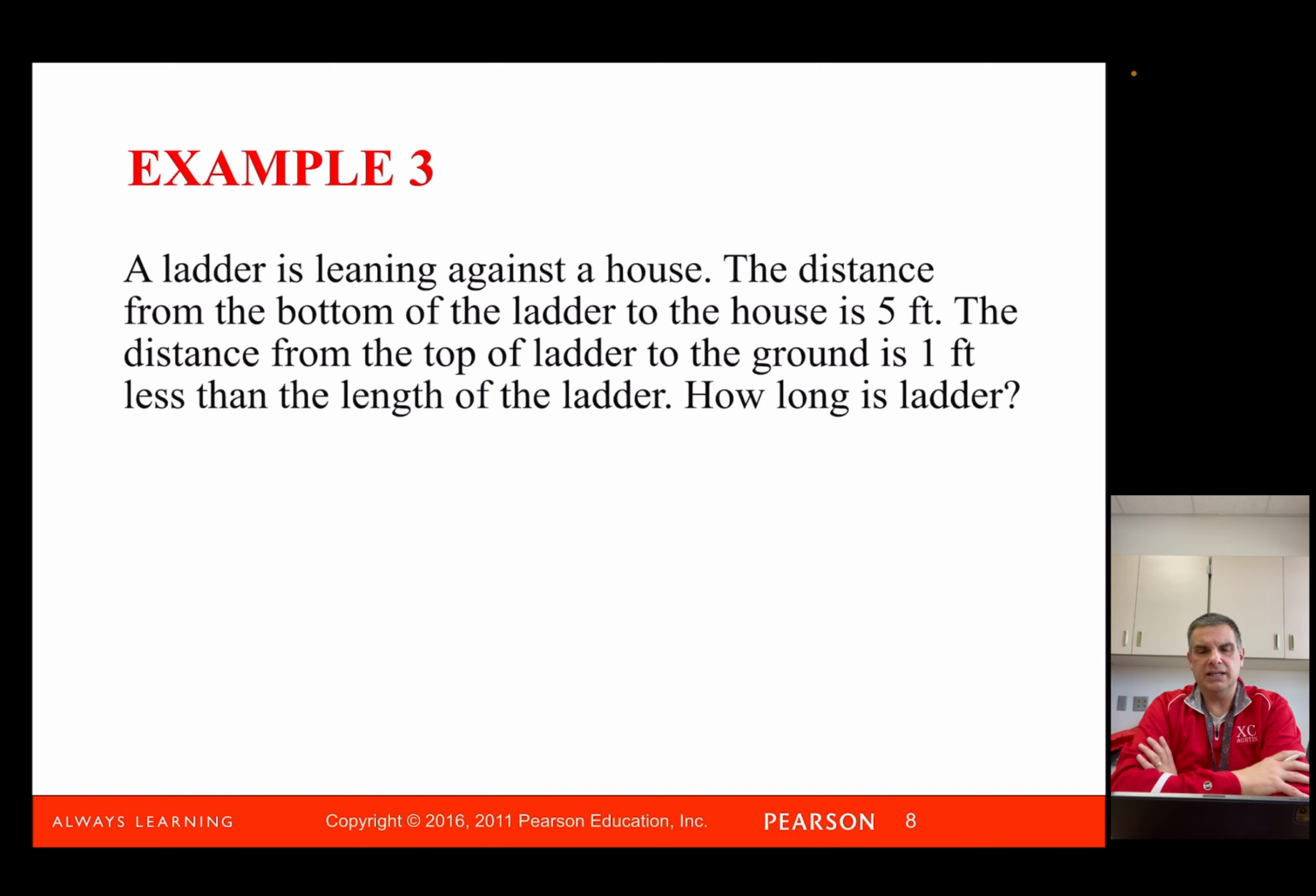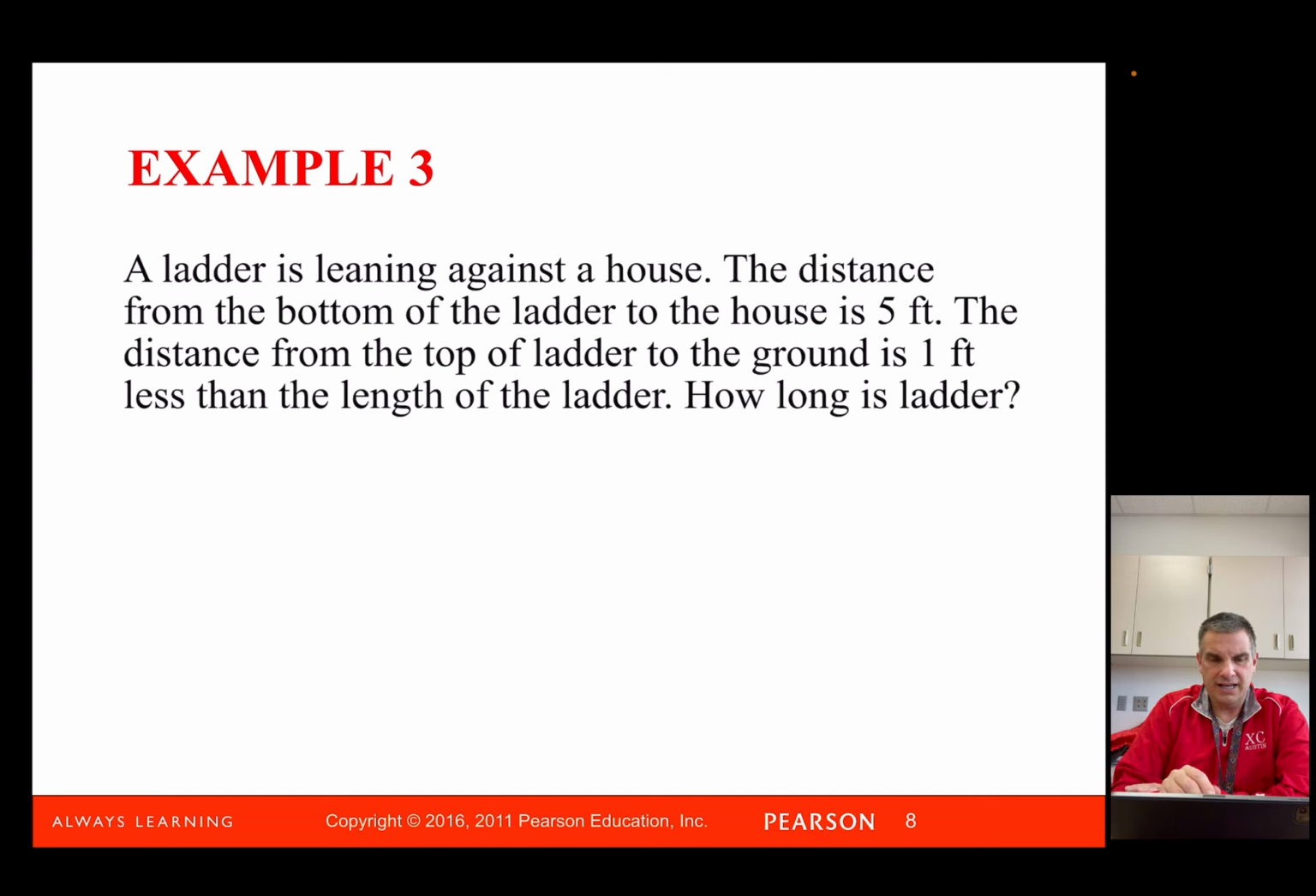A ladder is leaning against a house. The distance from the bottom of the ladder to the house is 5 feet. The distance from the top of the ladder to the ground is 1 foot less than the length of the ladder. How long is the ladder? Okay, so I've read it. Now I'm going to kind of draw it.